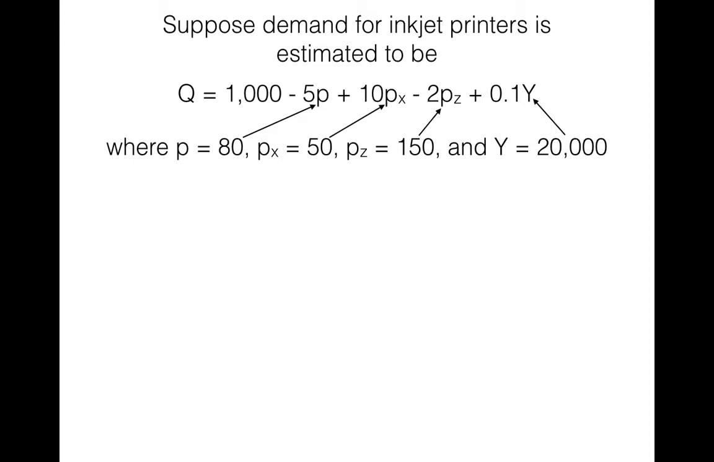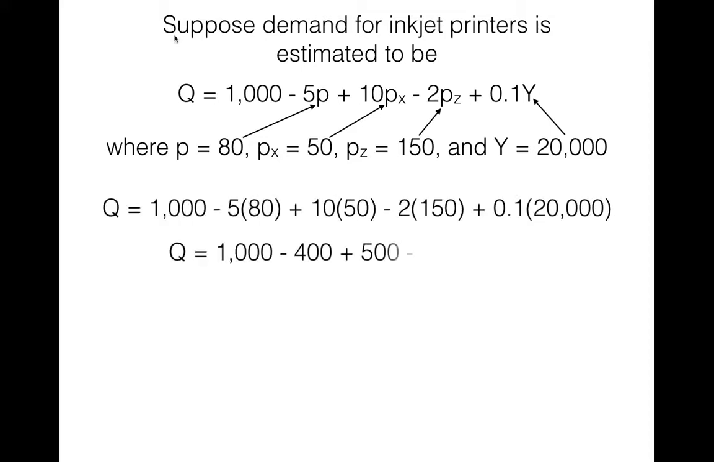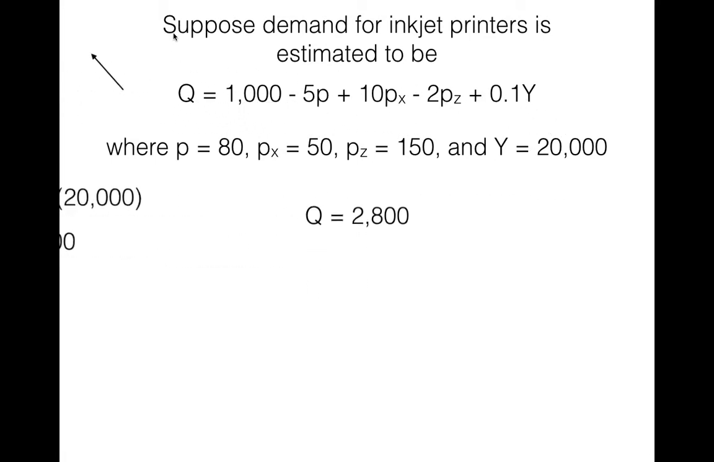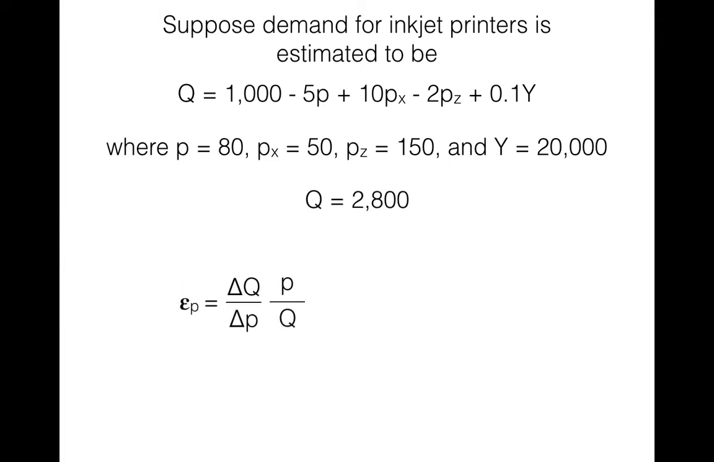So we put 80 in for P, 50 in for PX, 150 in for PZ, and 20,000 in for Y. We do that there, multiply that through, and if we solve, we get Q is equal to 2,800.